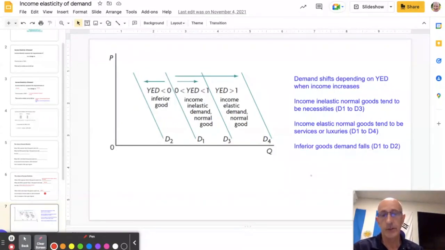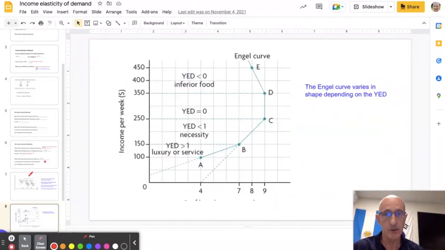You can show it with shifts in demand, because we know changes in income will shift our demand curve. If we're starting at D1, and our income goes up and the good is just a normal product, a necessity, the demand will shift by an amount. But if it's much greater than 1, normal but also a luxury type product, much more income elastic, the demand curve will shift much more. So it shifts to D3 if it's an inelastic good, and to D4 if it's an income elastic good. And if it's inferior, it just goes down from D1 to D2.